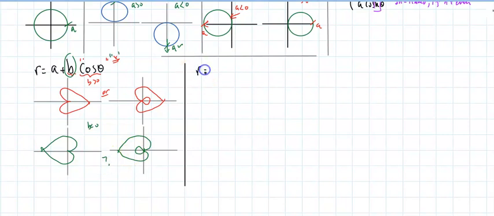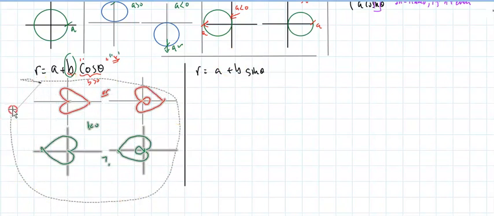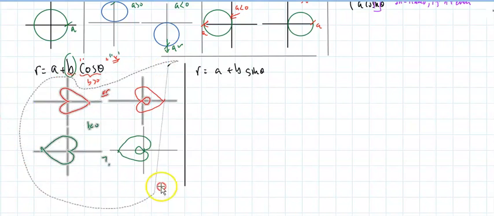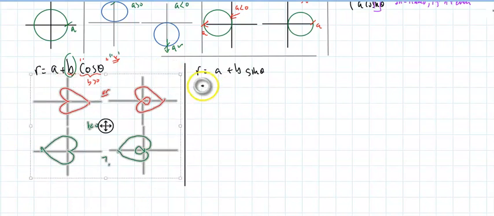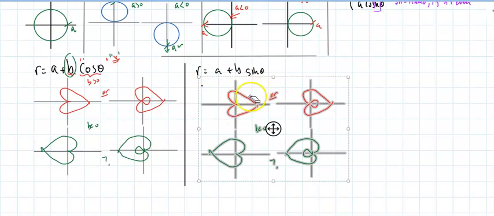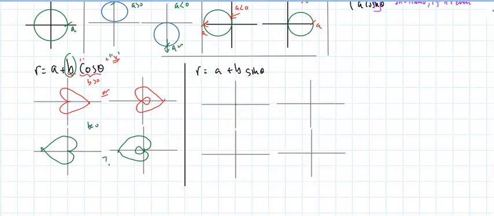And identically, r equals a plus b sine of theta will behave almost the same way. That is, since this is again the y, so to speak, if b is positive, this is a heart shape right around the positive y-axis. And it could have a loop, it could not have a loop, we're not sure yet. It's one of the two.